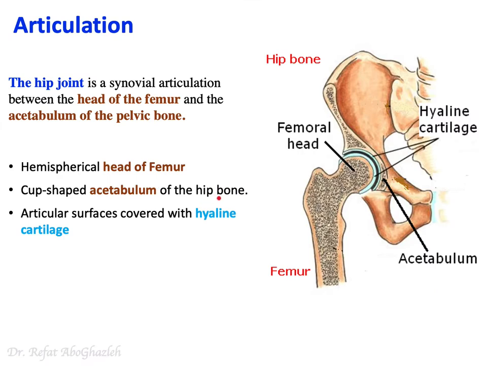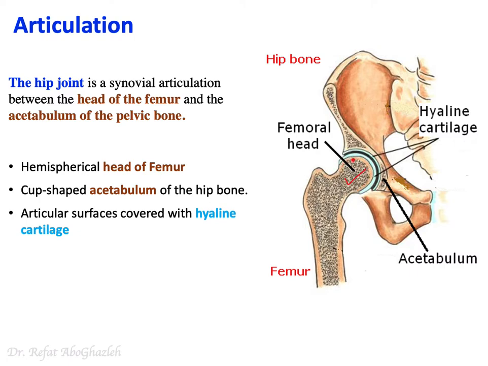So first of all, let me give you a brief introduction about the hip joint, which is a synovial joint. We'll talk about that more. It's located between the head of femur, as you see here, and the acetabulum, which is a socket-like structure located in the lateral side of the hip bone. So it's between head of femur and acetabulum.